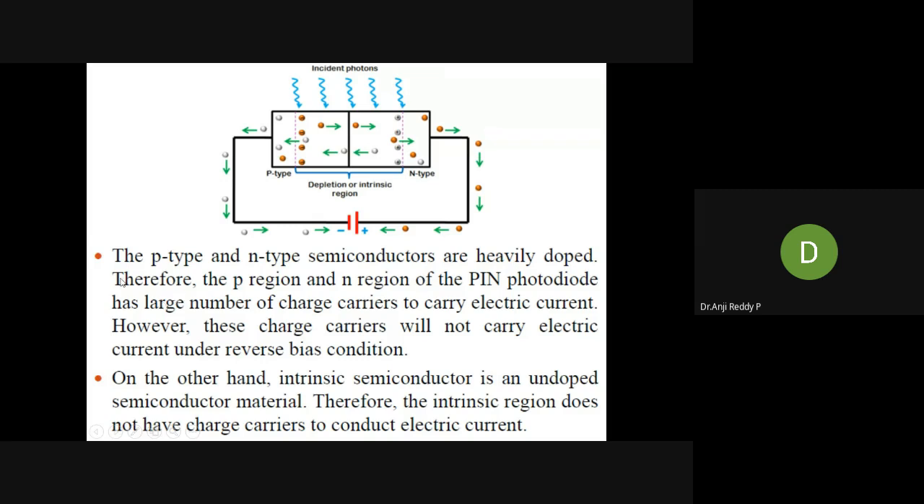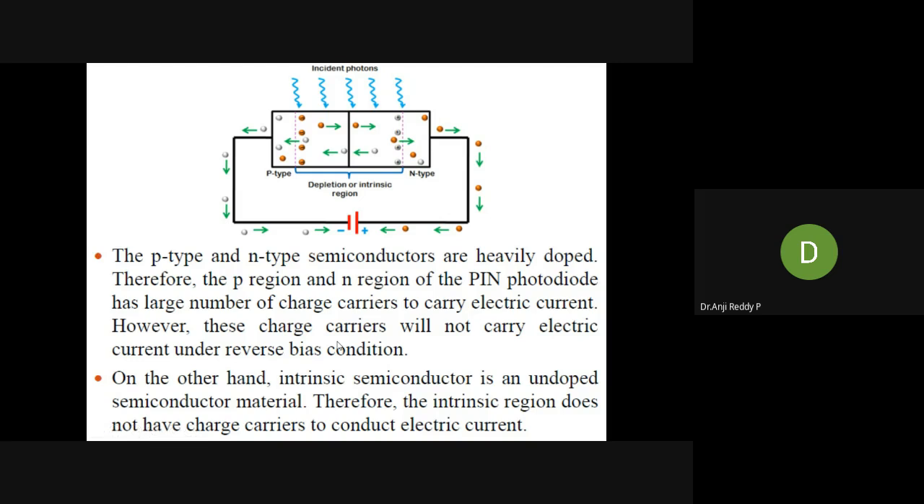See here, the p type and n type semiconductors are heavily doped. Therefore, the p region and n region of the pin photodiode have a large number of charge carriers to carry electric current. But however, these charge carriers will not carry electric current under reverse bias condition.